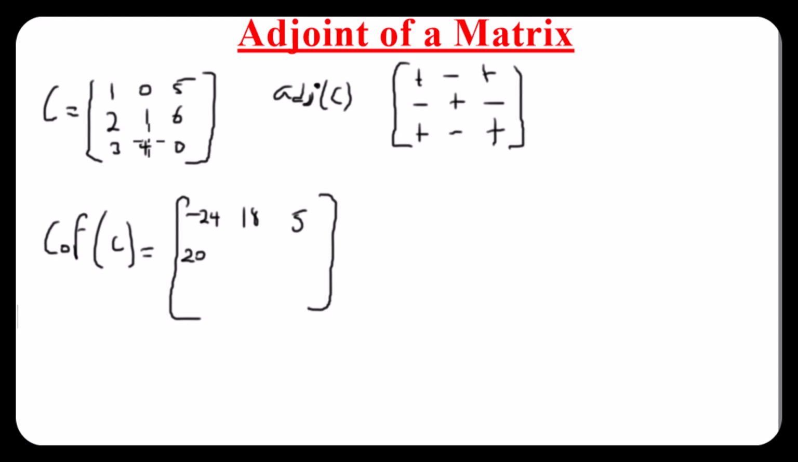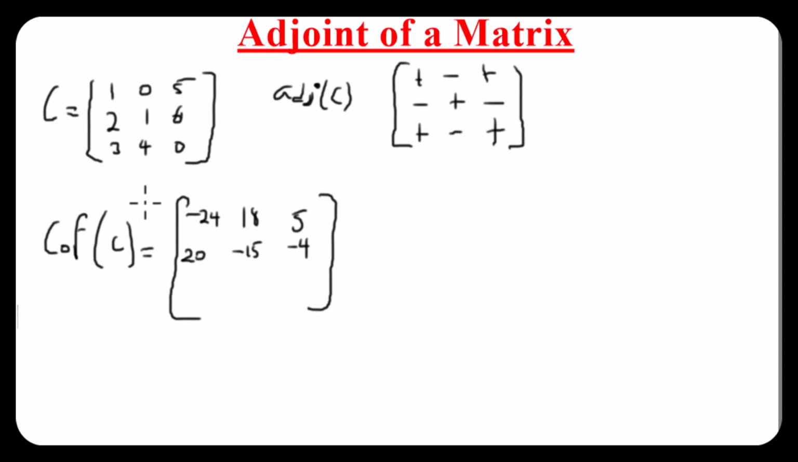Moving on to the next number. So for this one, strike out this, strike out this. Okay, so I'm left with 1, 5, 3, and 0. So 1 times 0, 0. 0 minus 15. So here I have negative 15. Okay, for 6, strike out this, strike out this. So I'm left with 1, 0, 3, and 4. So 1 times 4 is 4. 4 minus 0 is 4. So times negative 1, so that's negative 4.